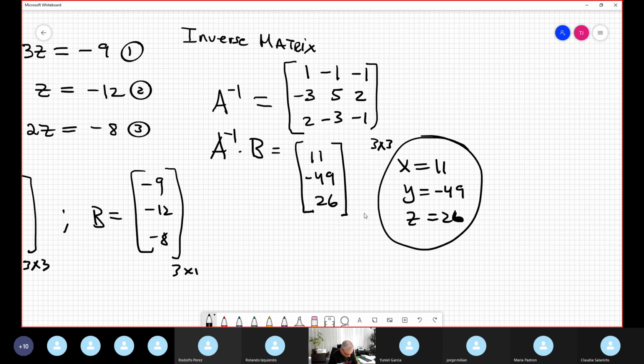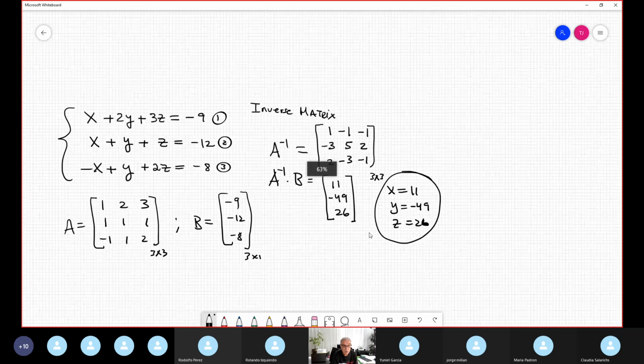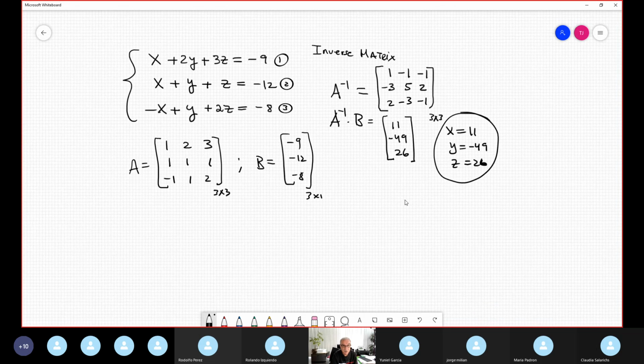Okay, the rest of the time that we have, let me introduce the new approach, which is determinant. It's completely different, guys. So far we studied three different methods for solving linear systems of equations using matrices: Gauss-Jordan elimination, inverse matrix, and now determinant. Determinant is the name of this guy.